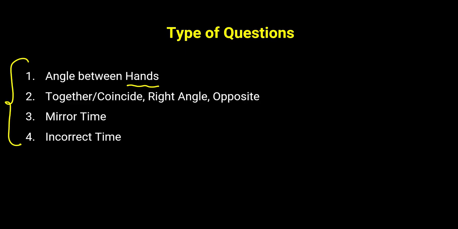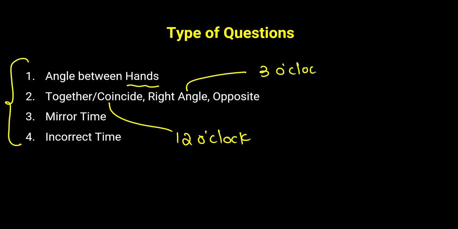Going forward, you will understand. Yes, as you mentioned, together is 12 o'clock. Good. Right angle, there are two examples, please. What is that? 3 and 9. Super. What about opposite, sir? 6. This is again a very important matter going forward. Keep this in mind.